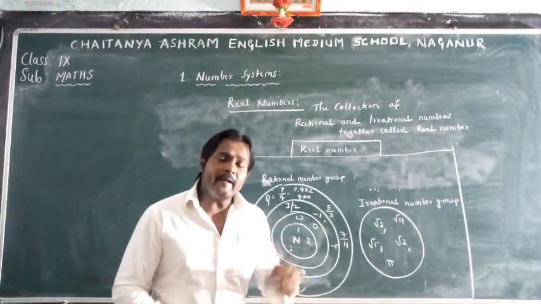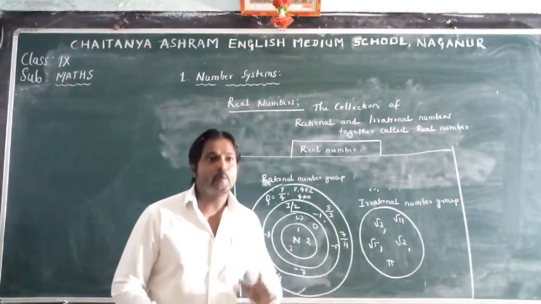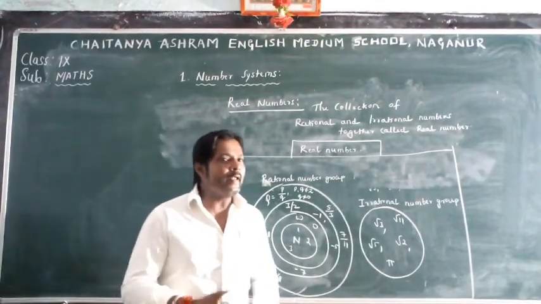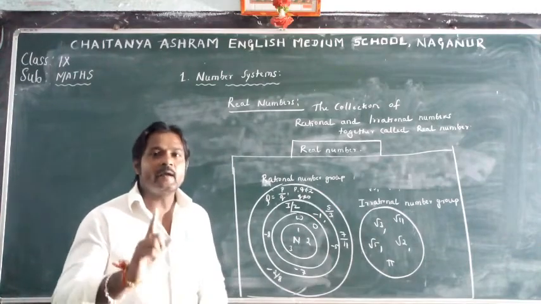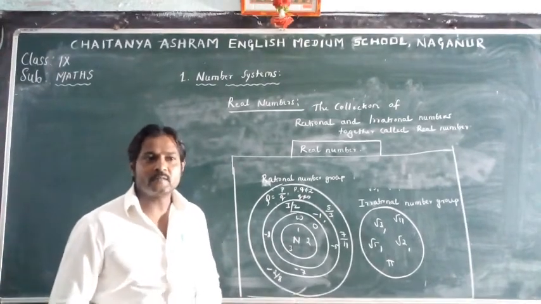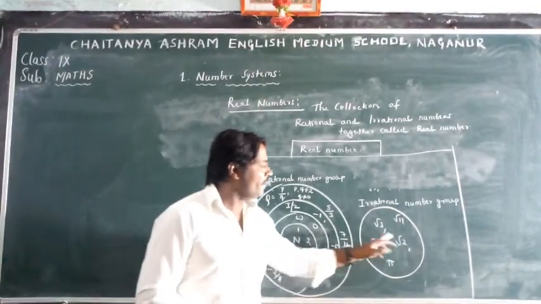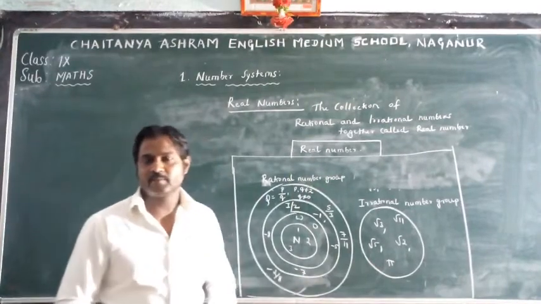Every irrational number is a real number. True or false? Okay, listen once again. Every irrational number is a real number. True or false? Yes, very good. It is true. Every irrational number is a real number.